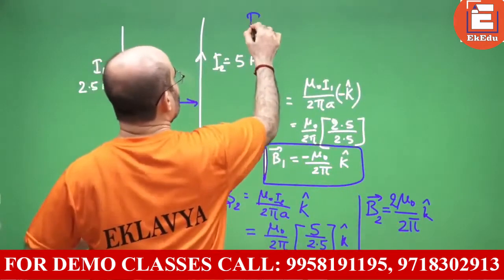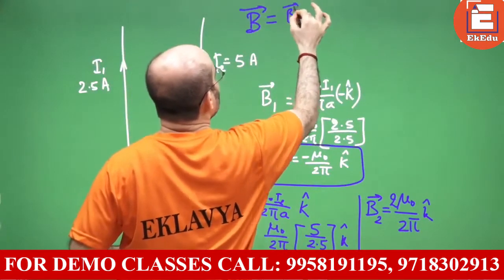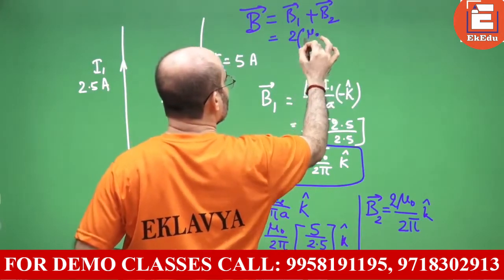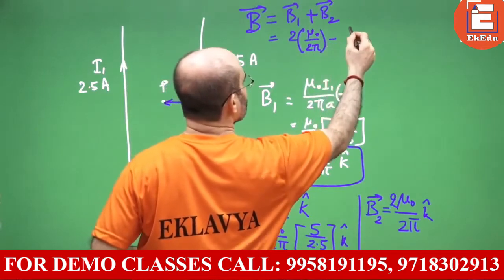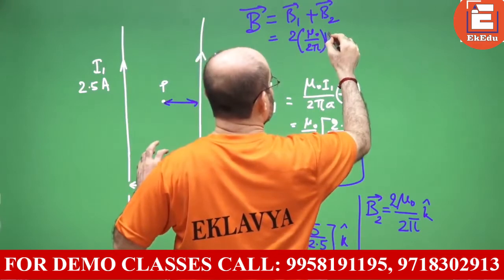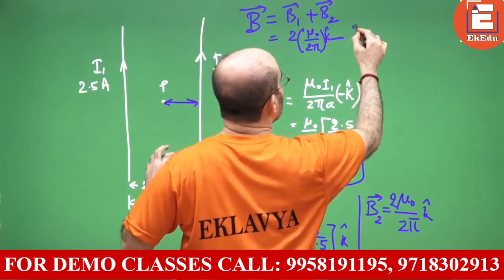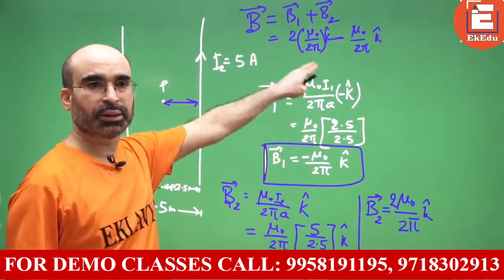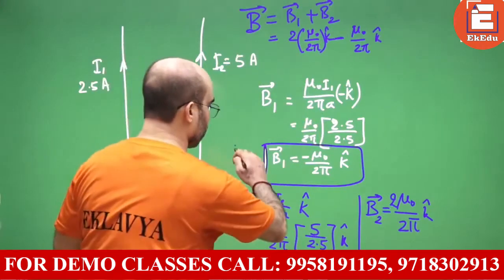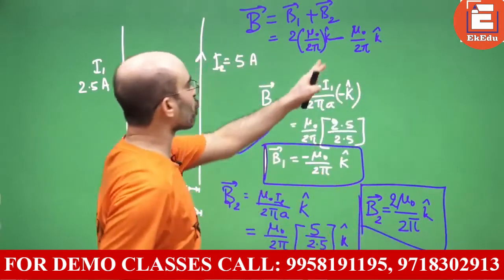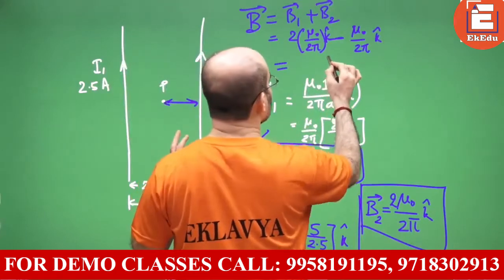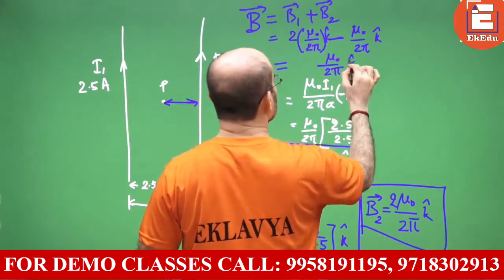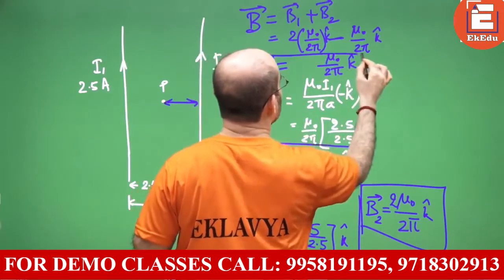So the net magnetic field will be what? B1 plus B2. So this is twice of mu naught by 2 pi k cap, and minus mu naught by 2 pi k cap. I have just added this B1 and this B2. So what we are going to get? We are simply going to get mu naught by 2 pi. This is our final result.